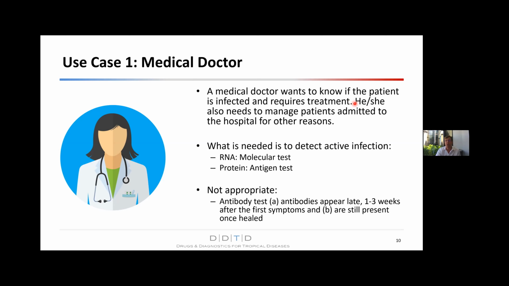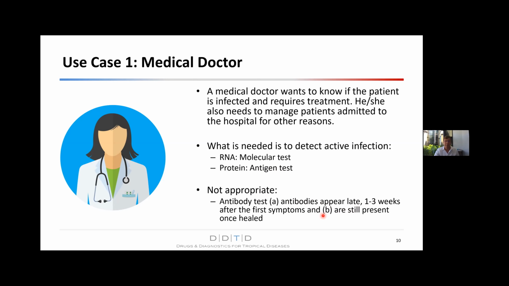But a more important use case is that the doctor will need to manage the patients that are being admitted to the hospital for whatever other reasons. You need to know if those patients are potentially contagious. And so what's needed there is the ability to detect active infections. So you need either to be able to detect RNA, so you need a molecular test, or you need to be able to detect proteins, so you need an antigen test. What's not appropriate is an antibody test, because the antibodies appear late, 1 to 3 weeks after the first symptoms, and because they remain in circulation once the person is healed.